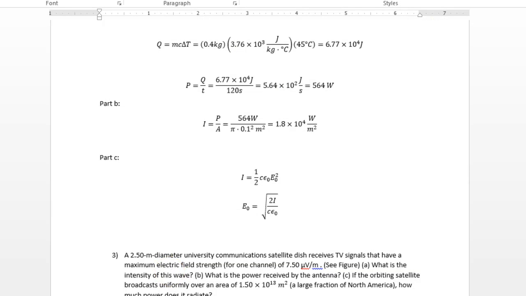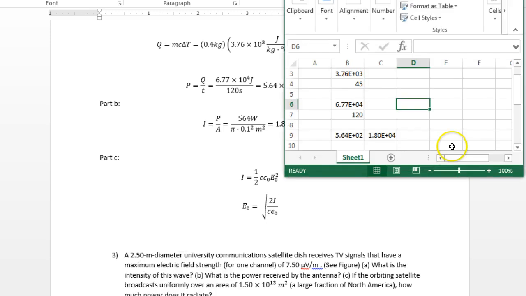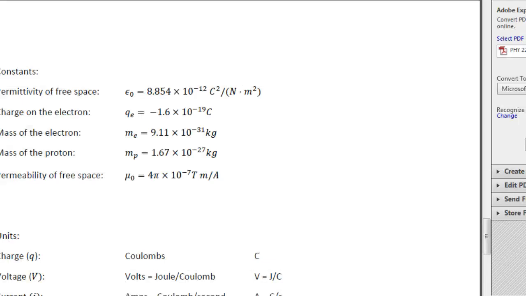It's not opening for some reason. Give me just a second. Okay, so we have epsilon naught is 8.854 times 10 to the minus 12 coulomb squared per newton meter squared.